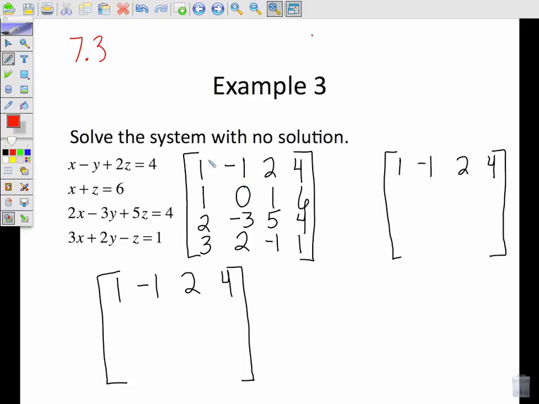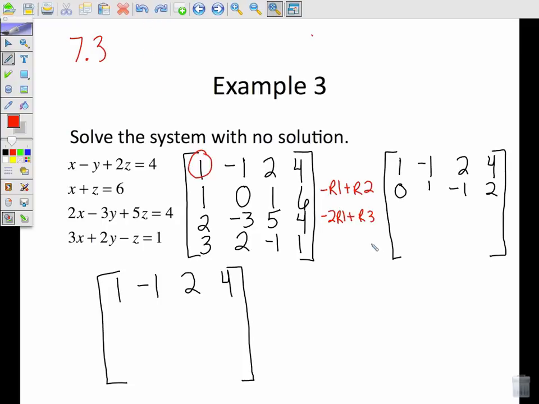We're going to use this 1 here to get rid of the 1, the 2, and the 3. So let's do the 1 first. You're going to do negative row 1 plus row 2. And our result is 0, 1, negative 1, and 2. All right, our next step would be to get rid of negative 2 on the row 3. And so we're going to do negative 2 row 1 plus row 3.